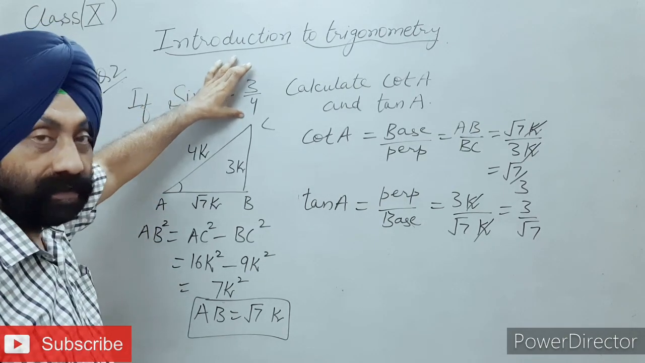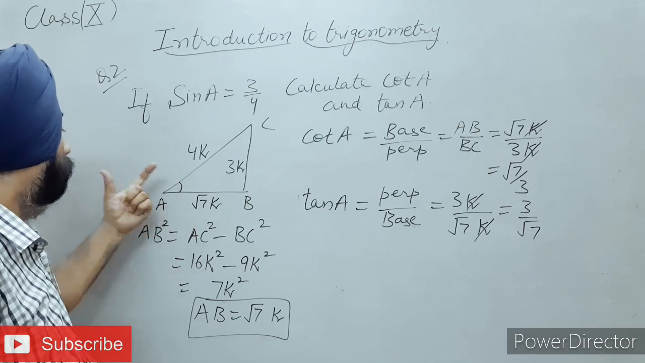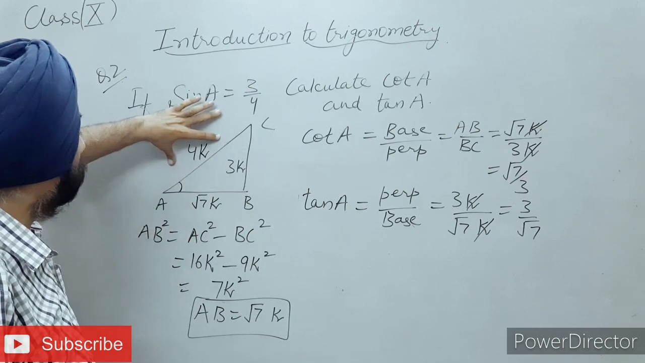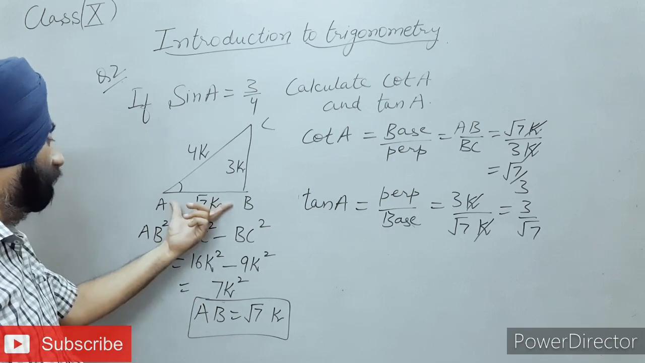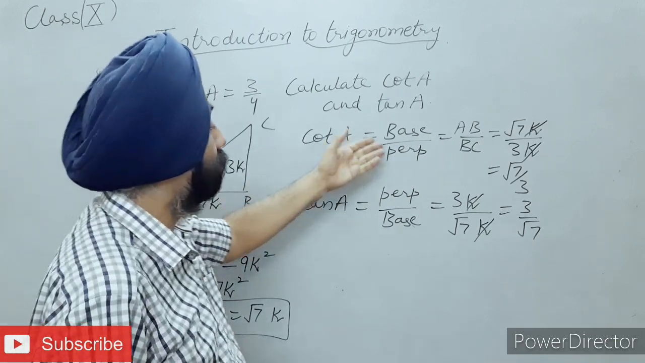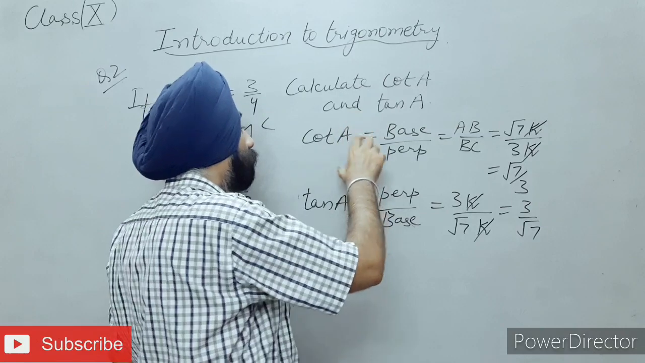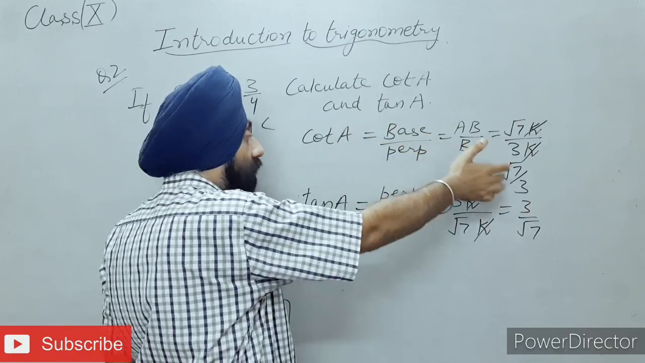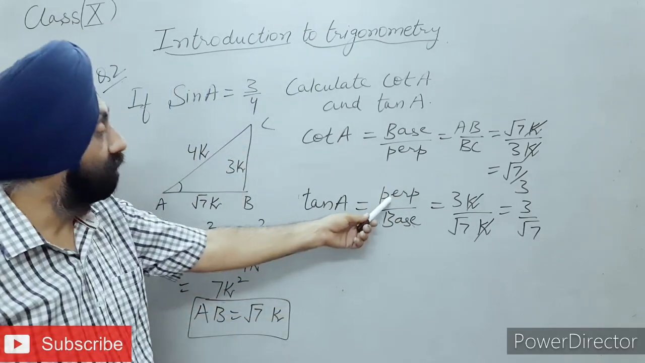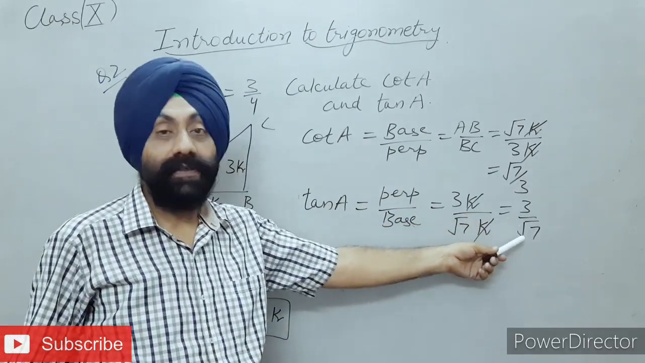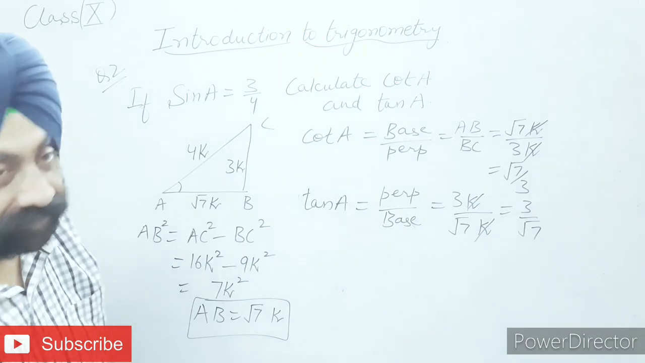Sin A was given to us. What we did? Sin A is perpendicular over hypotenuse. Using Pythagoras theorem, we get the base. Then apply trigonometric ratios. That is, cotangent of A is base upon perpendicular. We get this answer. Tangent of the angle A is perpendicular over base. We get 3 upon under root 7 as the answer.